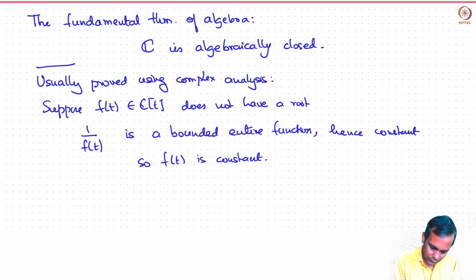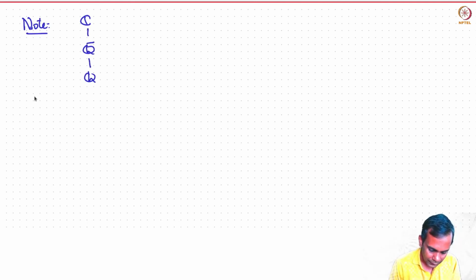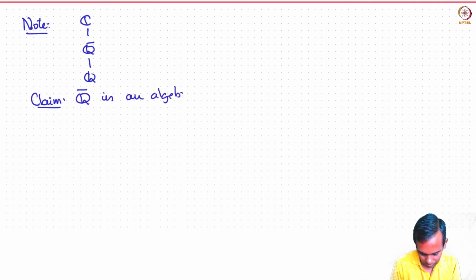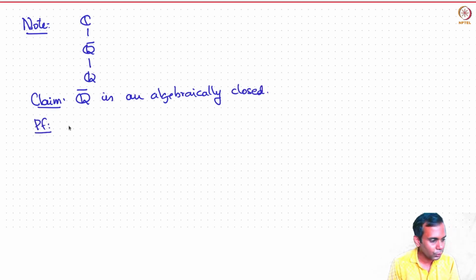But we can say more. So we have this situation. We have the complex numbers. We have the rationals down here, and in between we have Q bar. And what we can say is that Q bar is algebraically closed. It's much smaller than the complex numbers, but it is algebraically closed. And the proof, well, we just need to show that every non-constant polynomial in Q bar[t] has a root.